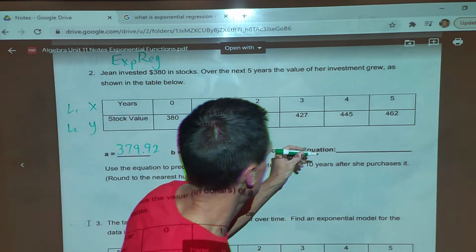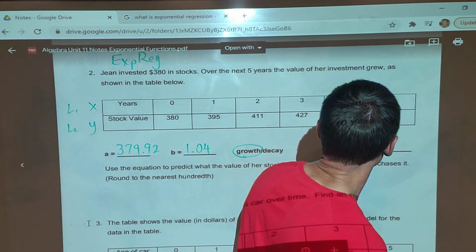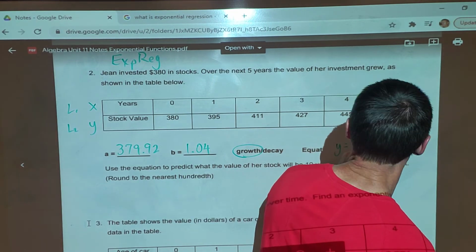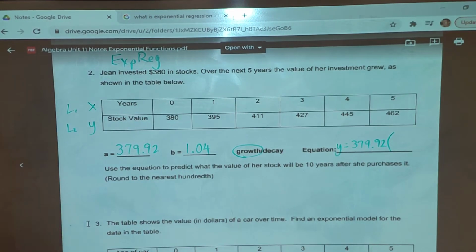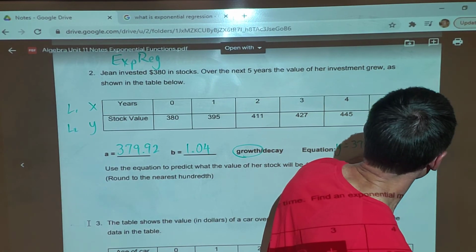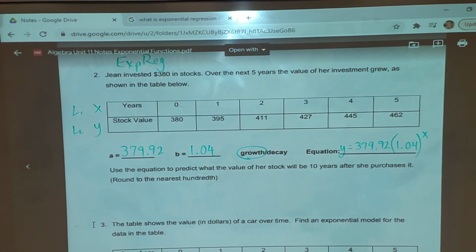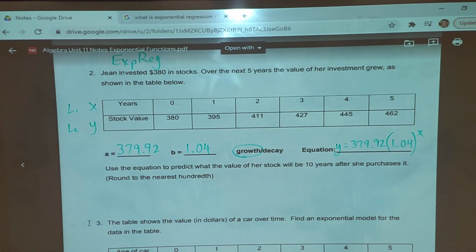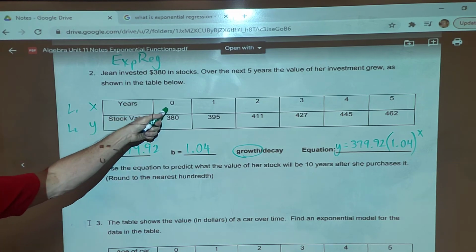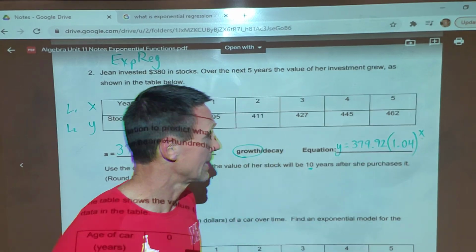In my equation, y equals A, which is 379.92 times B, 1.04 to the power of x. Okay, now if we are using this equation to predict the value of the stock after 10 years, what it will be in 10 years after she purchased it, we are just plugging, again, the number of years is our value of x. So our exponent, we're plugging that 10 in for that x.